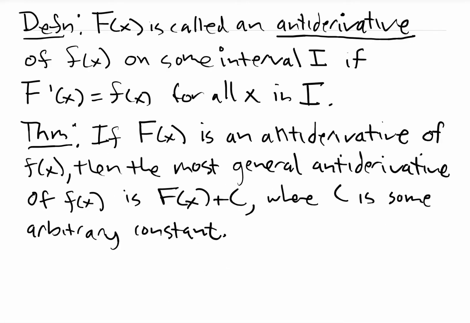If you want the formal definition, the formal theorem statement of the observations that we made on the last page, this is it right here. I've got my capital F of x. This is called an antiderivative, just like I introduced the terminology on the last slide. This is called an antiderivative of little f of x on an interval if capital F prime is the same function as little f for all x in the interval.